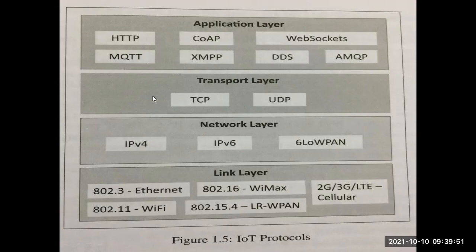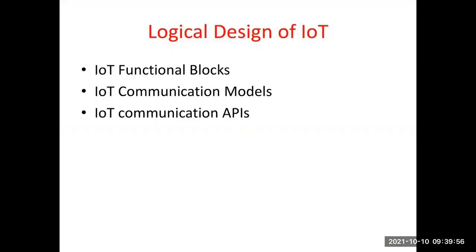I have discussed these things in the class. We'll go for the next topic: logic design of IoT. In the logic design of IoT, basically we will find three basic blocks. One is the IoT functional block. Second is IoT communication models, and third is IoT communication API, application programming interface. IoT functional block and IoT communication model, we'll deal with in detail.